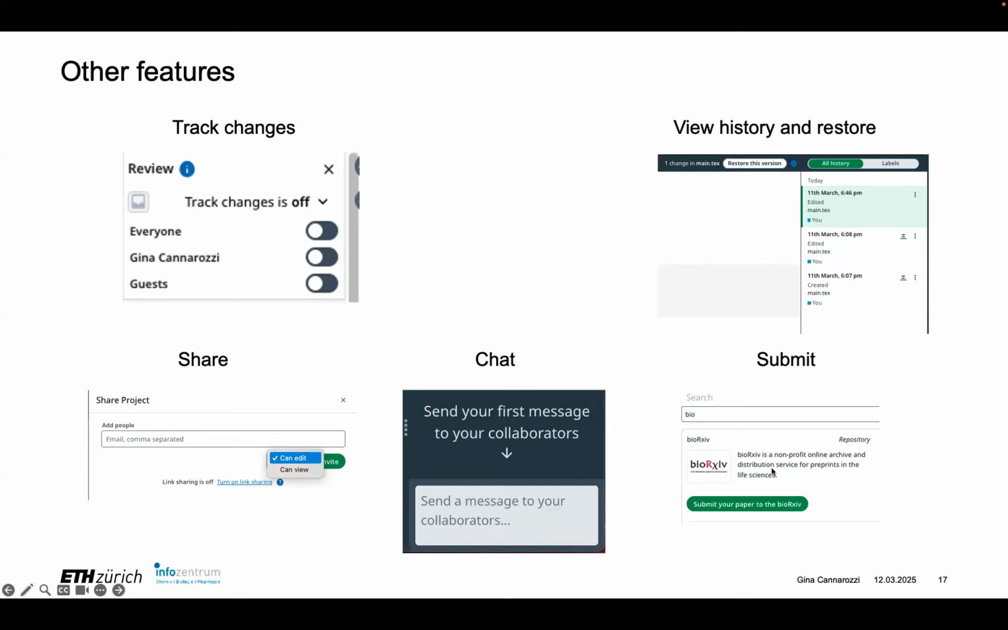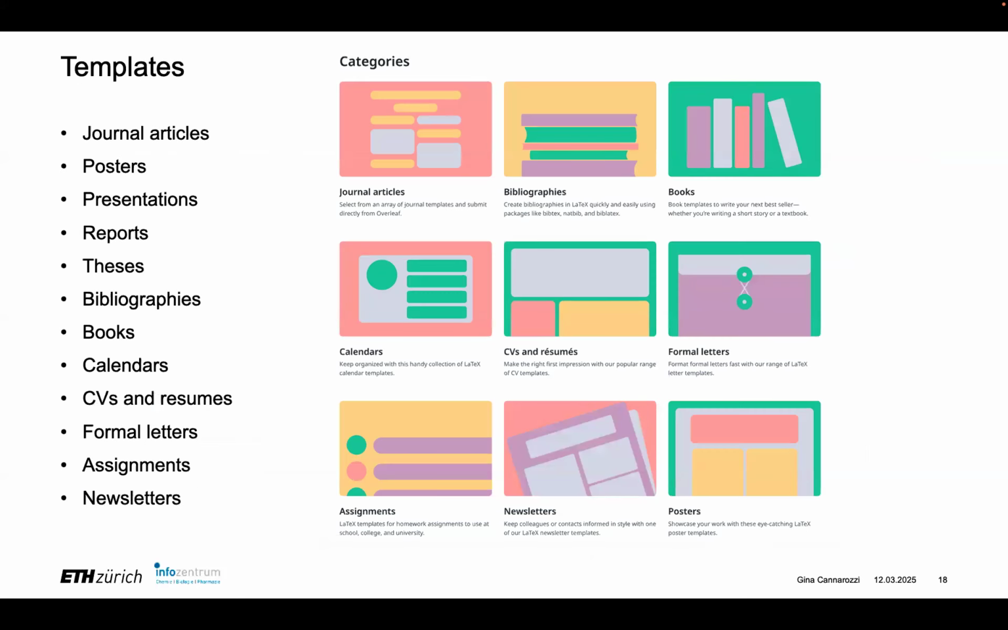I've put here bioRxiv, but Overleaf also goes directly to the Elsevier journals and Springer Nature, so it's very widely connected. They provide a lot of templates. For example, you can see if you go to the template section, they have journal articles, posters, presentations. If you want to write a letter, they have templates for that, anything you could want.